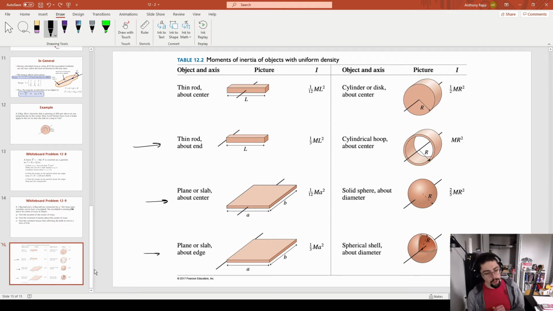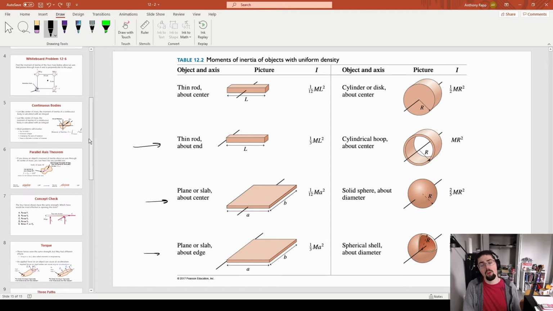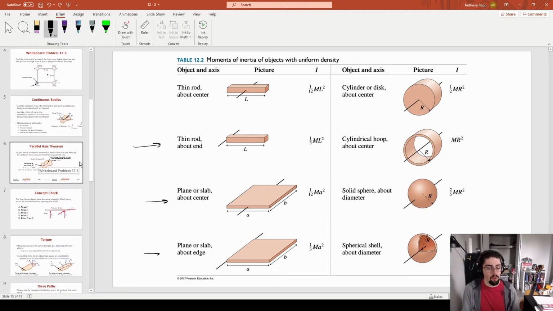But it still has a moment of inertia. And we need to understand how that moment of inertia is going to change, because we are no longer spinning around that center of mass.